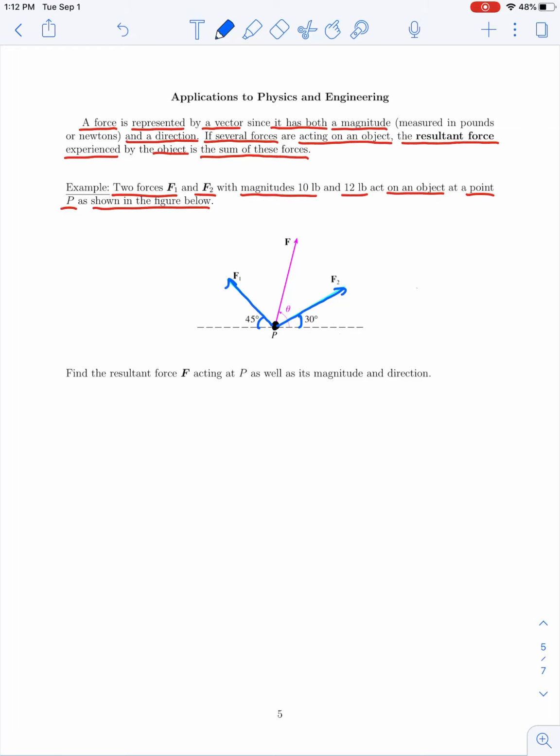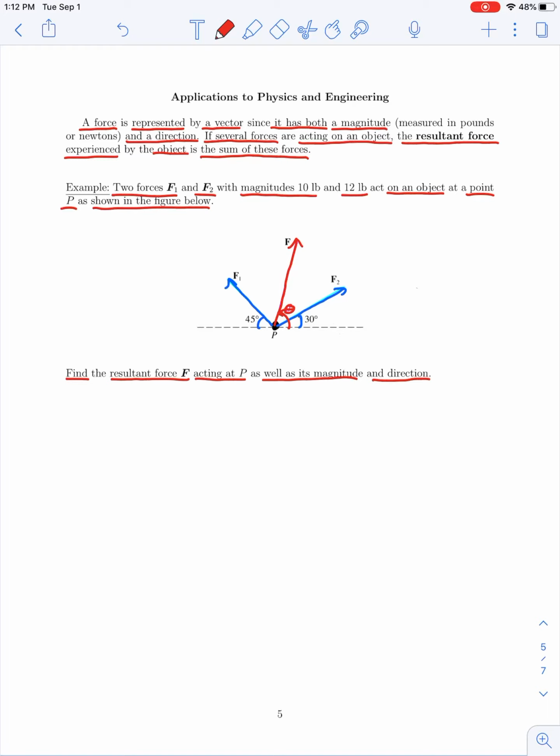So the question is to find the resultant force F acting on this object P, as well as its magnitude and direction. So if we sum those two forces, F1 and F2, we will have a resultant force, which we're calling just F, and we want the components of that force along with its magnitude, or the length of this arrow, and its direction, which will be indicated by the angle measure theta from the horizontal. So let's think about how to find this.